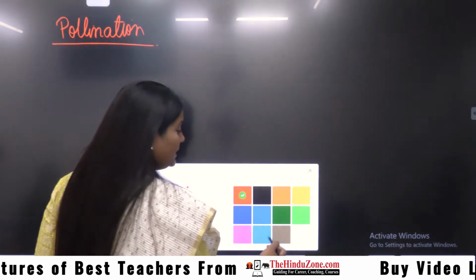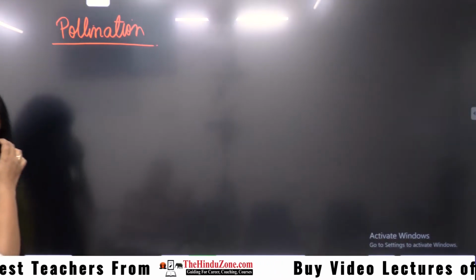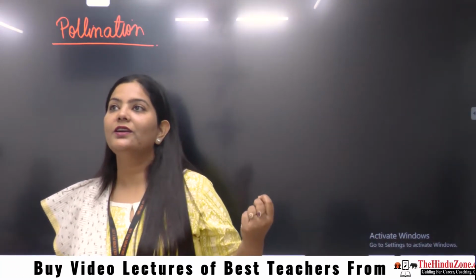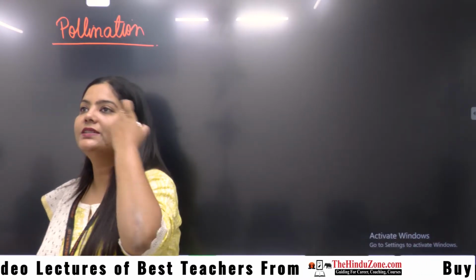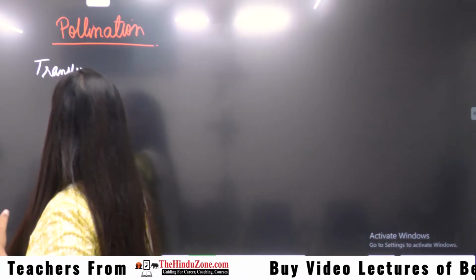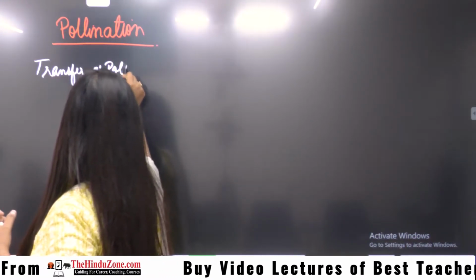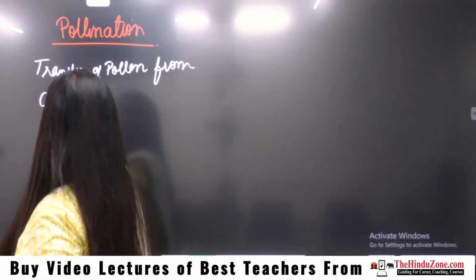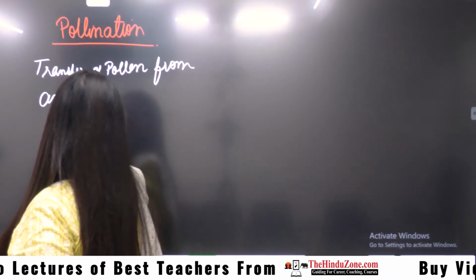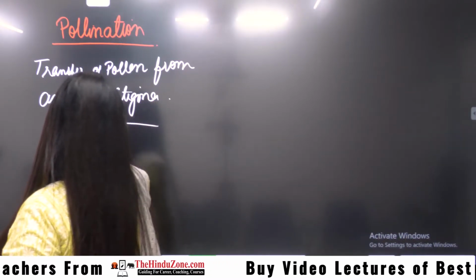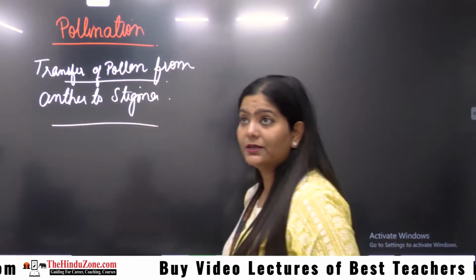Pollination. What is the meaning of pollination? Transfer of pollen from anther to stigma of same or another flower. Very good. Since childhood we have learned that it is the transfer of pollen from the anther to the stigma. So we will write this. Anther to stigma.